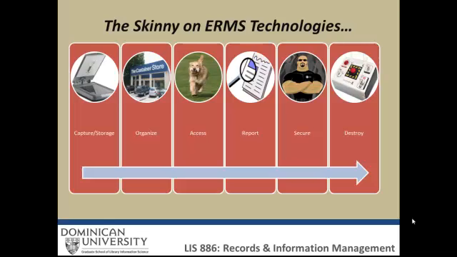So these 6 items are things you'll want to keep in mind, and really make sure that any electronic records management system that you look at purchasing or maybe migrating to allows you to have these 6 elements.